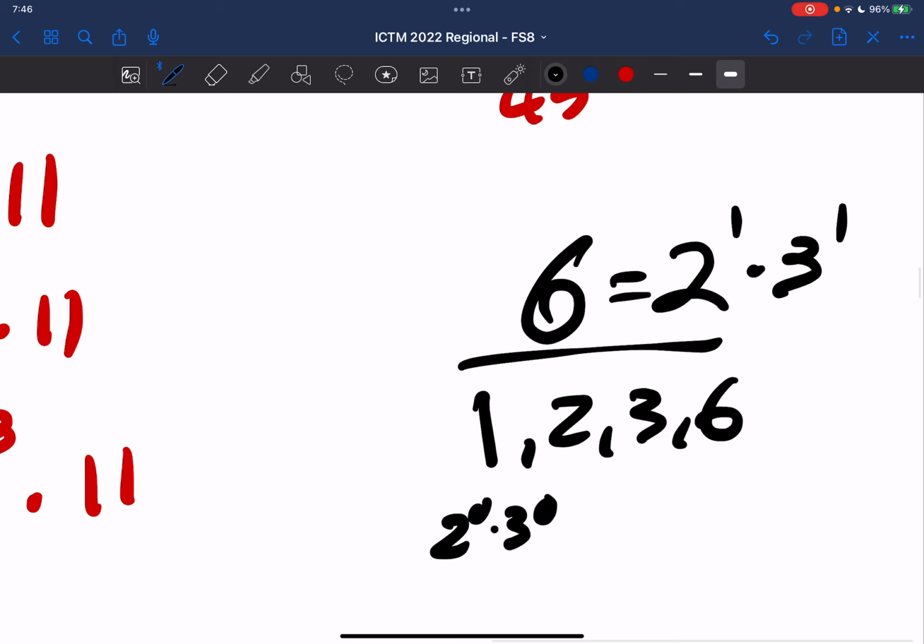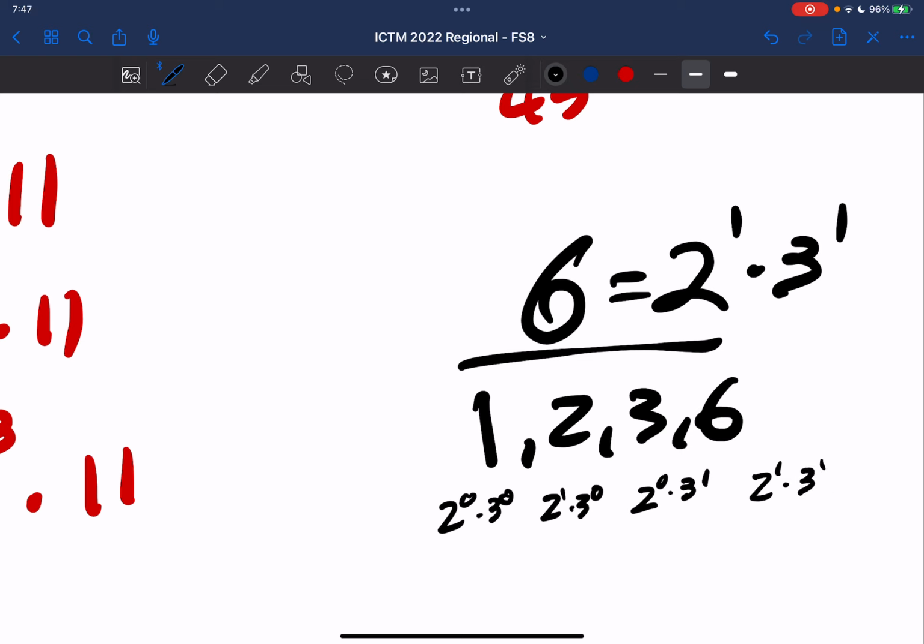Let's get this a little closer, shall we? There, that's a bit better. We have 2 to the 0, 3 to the 0. With 2, we have 2 to the first times 3 to the 0. With 3, 2 to the 0 times 3 to the first. And 6, it's 2 to the first times 3 to the first.